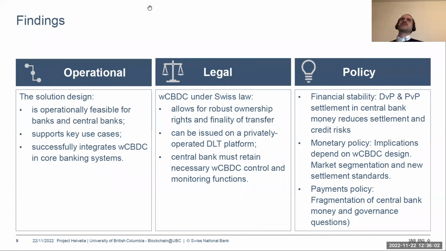From the policy side, the picture is not that clear, but it was also not in scope of the project to assess whether it is a good idea from a financial stability point of view to issue wholesale CBDC. But of course, having delivery versus payment and payment versus payment transactions settle in central bank money would reduce settlement and credit risk, as opposed to having them settle either without delivery versus payment, so without a simultaneous settlement, or in privately issued money, where you again have the credit risk.